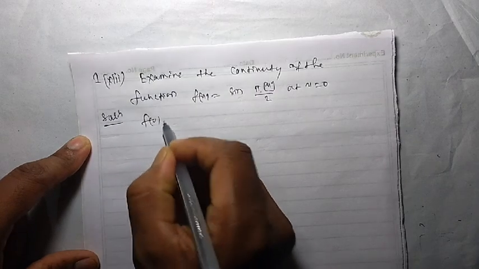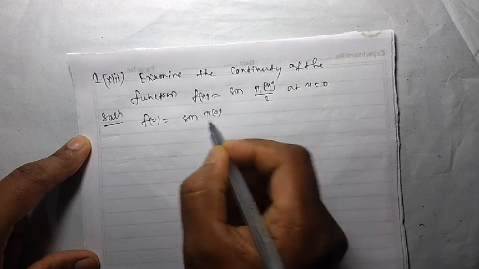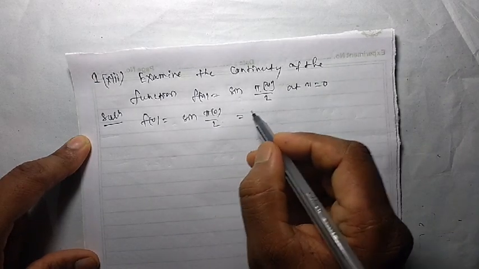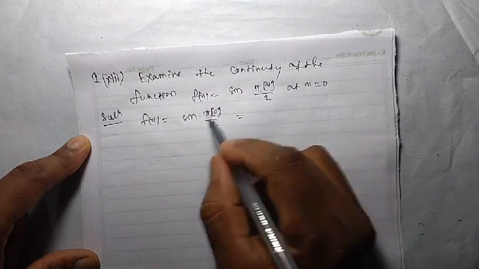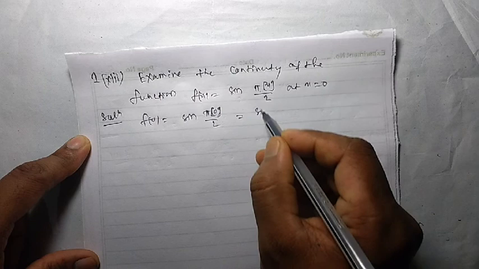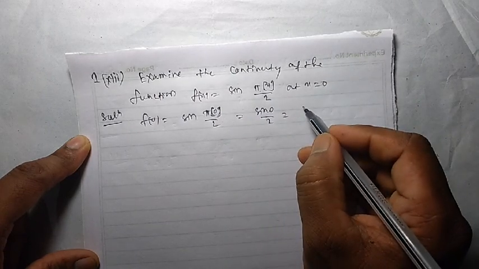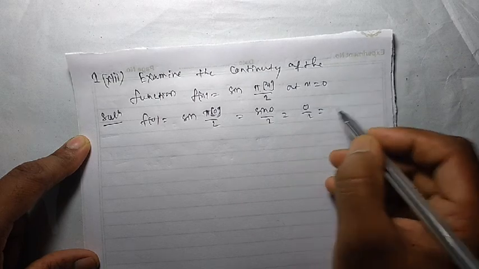F of 0 is equal to how much? F of 0 is equal to sin pi into bracketed 0 by 2. You see, bracketed 0 is given. Bracketed 0 means 0. Sin pi into 0 means sin 0 by 2, that is 0 by 2, which is equal to 0.